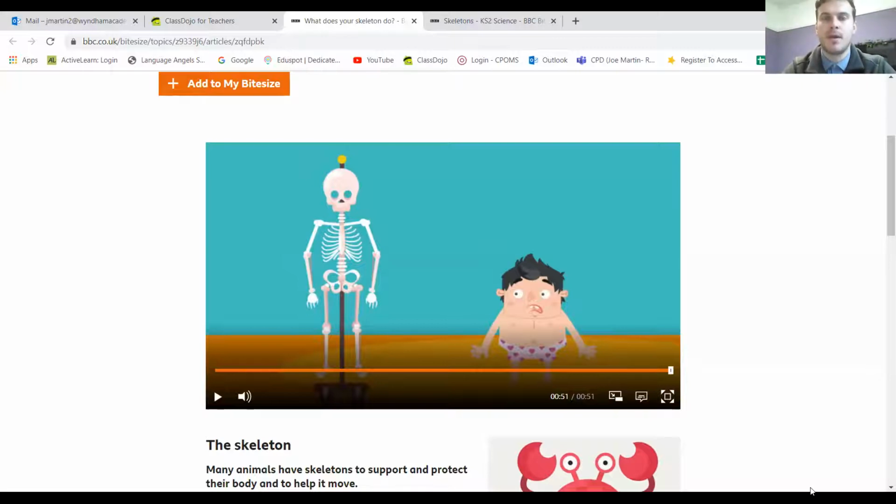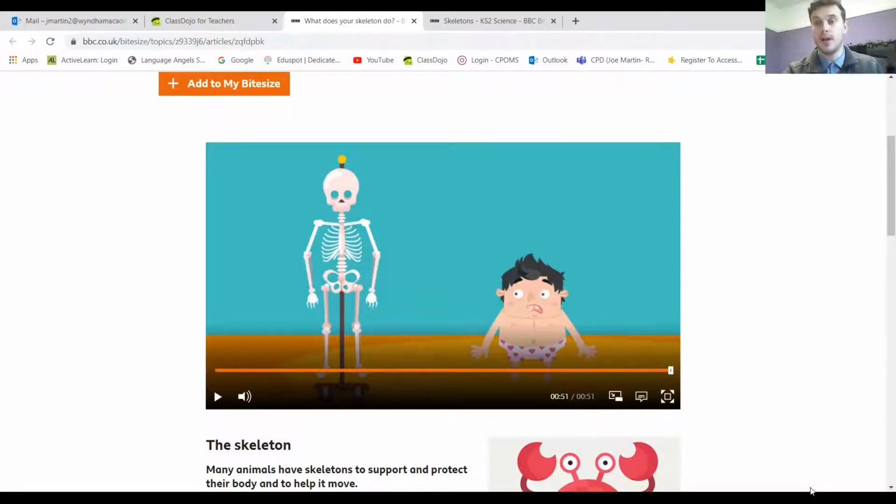So, the first function of our skeleton is that it supports us, okay? And by that I mean it helps hold us up as it keeps us standing upright, okay? So our first function of the skeleton is to support the human body. And it did touch on another one there, okay?